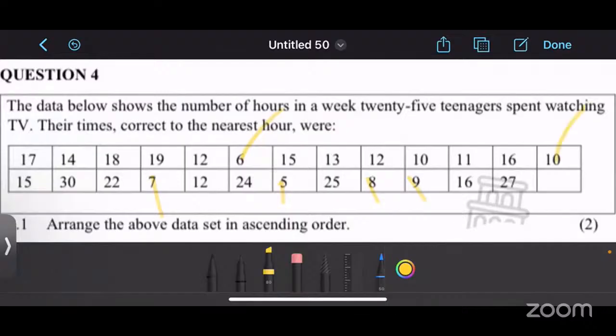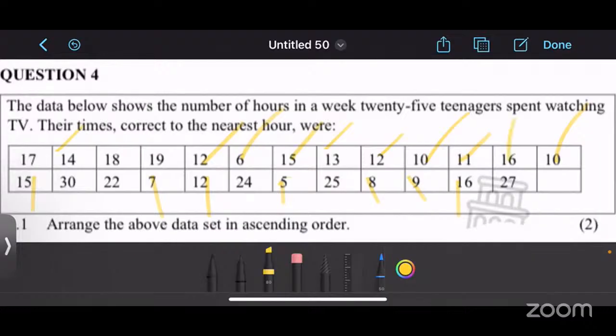10 and 10, 10, 10, 11, 11, 12, 12, and 12, 12, 12, 12. 13, 13, 14, 14. Yes. 15, 15, and 15. Where's another 15? Okay. It's under the 17. Then 16, 16 and 16, and 16.